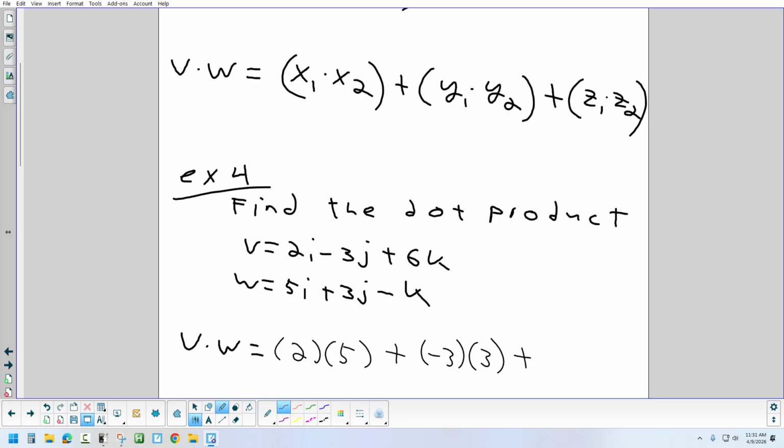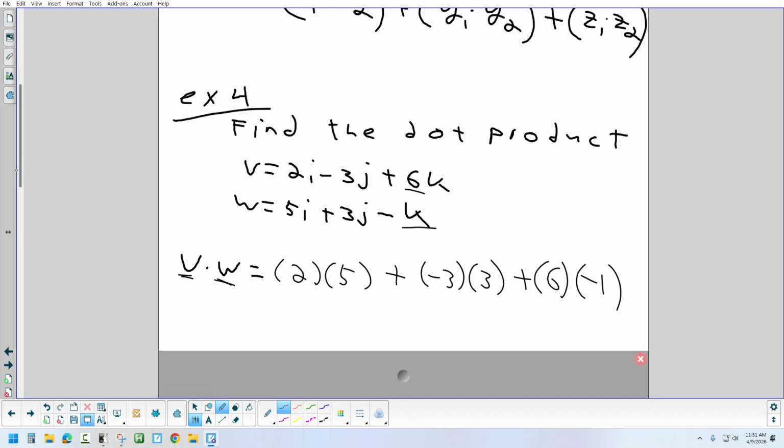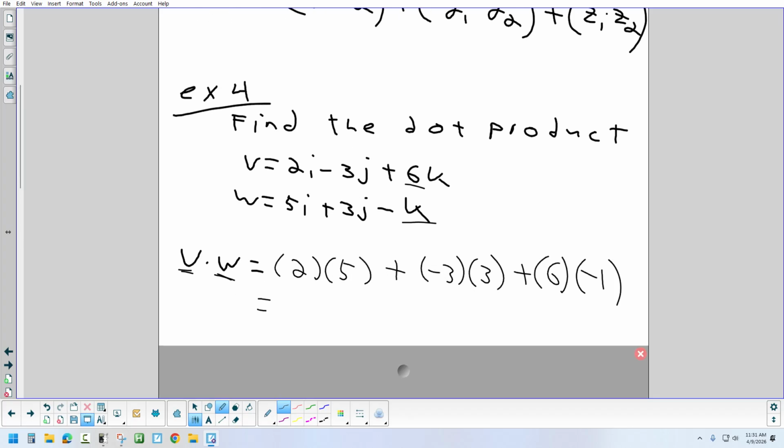I'm just going to write it as 6 times negative 1, just so I stick with the order v first, then w. So 6 times negative 1. All right, so we do that out. It gives us 10 minus 9 minus 6. What's 10 minus 9 minus 6? Negative 5. Yep, negative 5. Okay, so that is the dot product between two vectors in 3D.